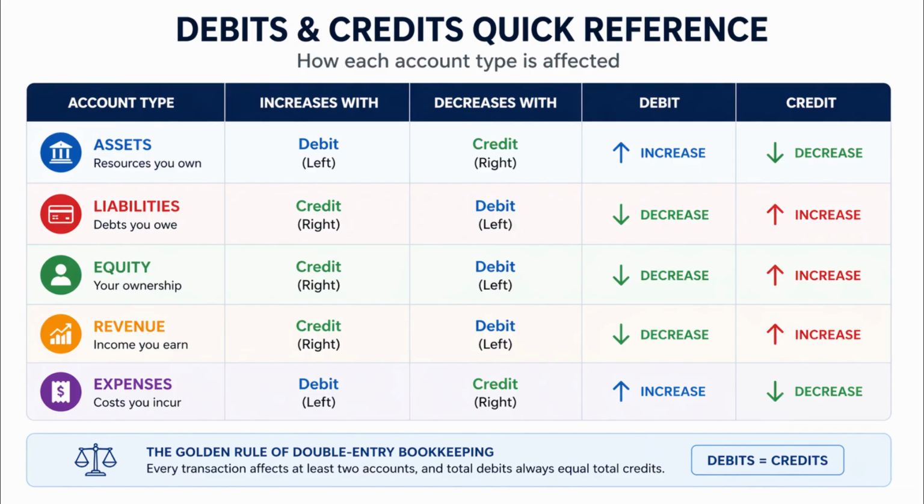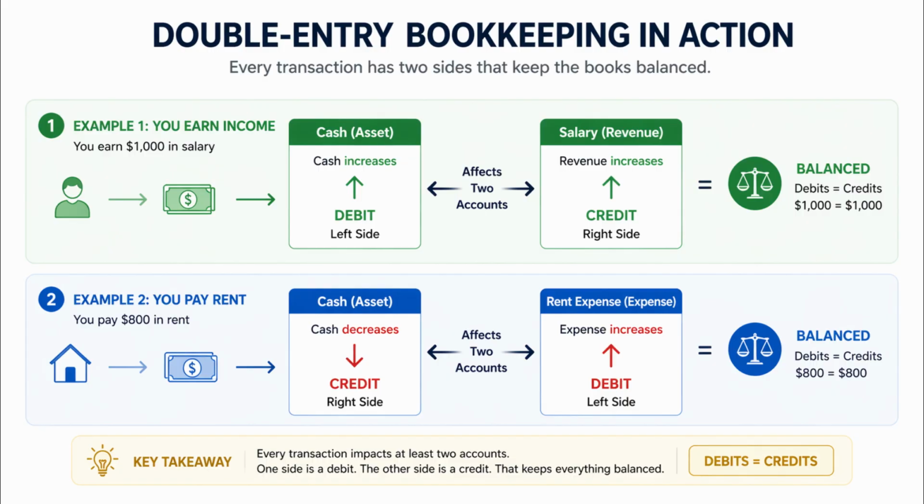So don't try to memorize this. Instead, think about what's happening. So example number one, you earn income. What happens when you earn income? Well, cash goes up. What's cash? It's an asset and it increases. Therefore, we debit cash. At the same time, income increases. That's where we got the cash from, but income increases. That means that our revenue, our income account category increases, and we increase revenue with a credit.